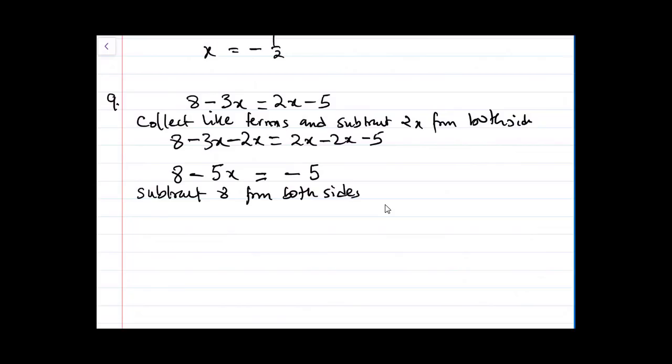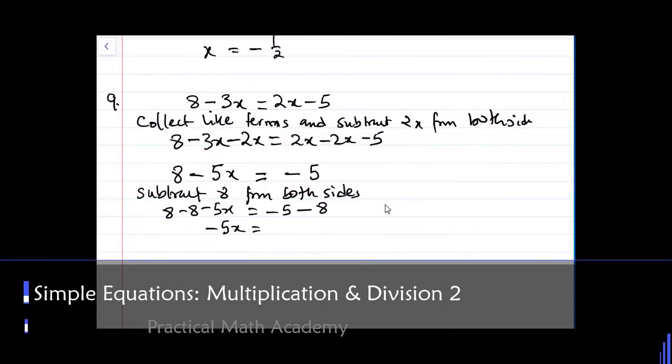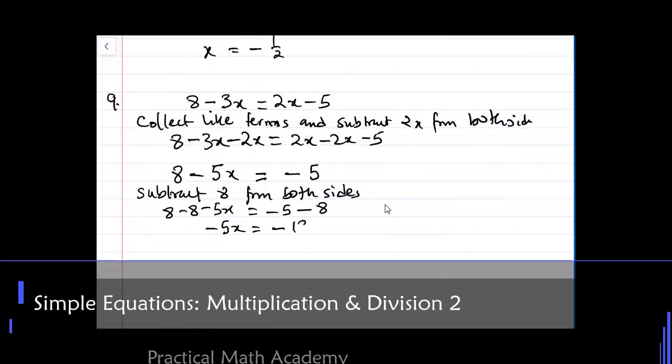You might wonder, why do we have to subtract 8 from both sides? It's because we want to eliminate it from the left-hand side. We didn't just want to say carry it across the equality sign. So we have 8 minus 5x, and then minus 5 and minus 8. So 8 minus 8 will become 0, and we are left with a minus 5x equals to minus 13.